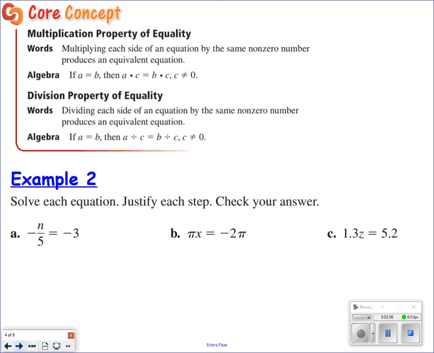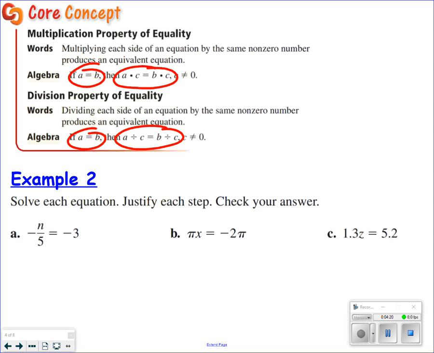Next, multiplication, same situation. You can multiply each side of an equation as long as you are not multiplying by 0. So you can't multiply both sides by 0. That doesn't work. But if I had an equation, I'm allowed to multiply both sides of an equation by any number other than 0. And the next one, if I had an equation, I'm allowed to divide both sides of an equation, and again, anything except 0.